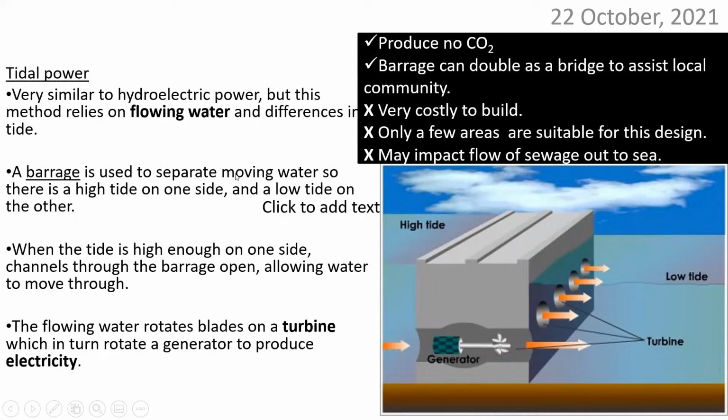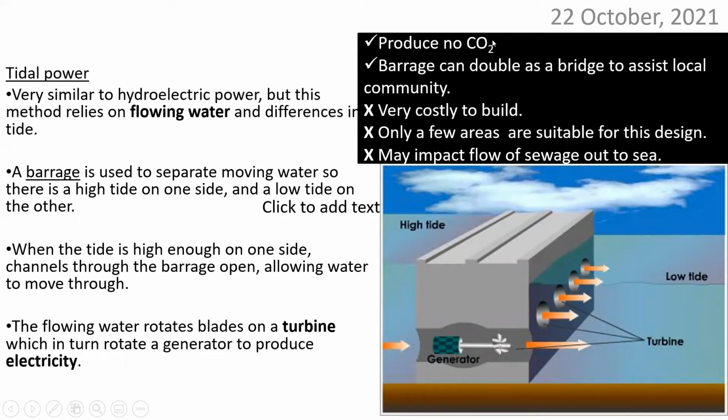A barrage is used to separate moving water, so there's a high tide on one side and low on the other. Again, because they're predictable, rivers can have tides as well. When the tide is high enough on one side, channels in the barrage open, allowing water to move through. The flowing water rotates the blades of a turbine, which in turn rotates a generator to produce electricity. This is used in the UK because, if you think about it, it's very regular. We'll see about regular in a minute.